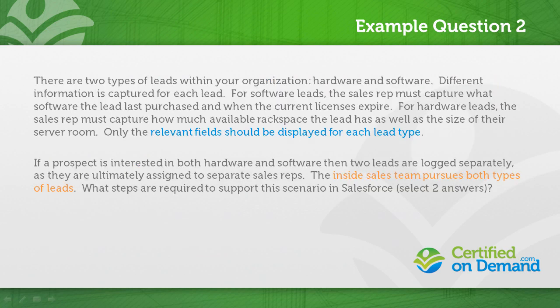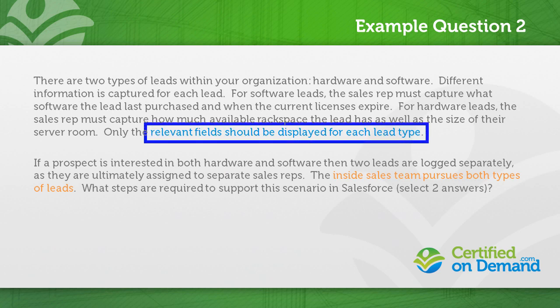Let's look at the second scenario. Now, this one's a lot more detailed, and if we read through this again, only the relevant fields should be displayed for each type of lead. And that's a clear designation that's saying that we're treating these types of records differently. The other thing that makes this question very clear to answer is when we say that the inside sales team pursues both types of leads.